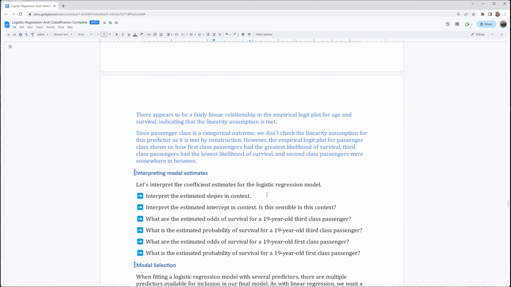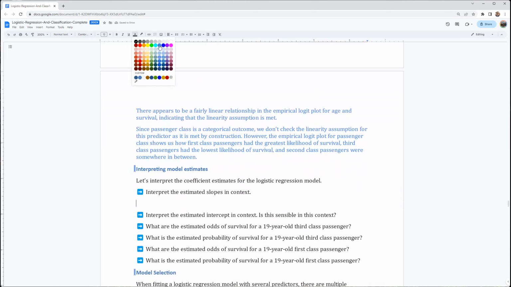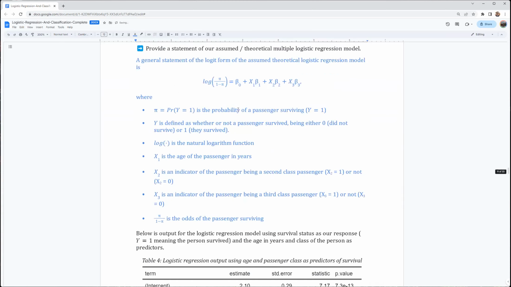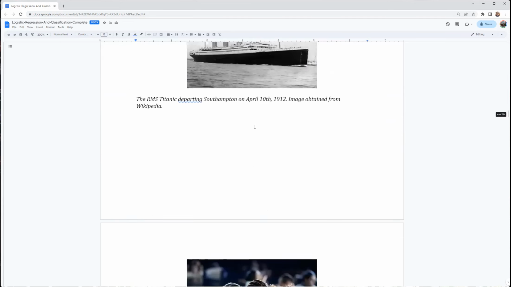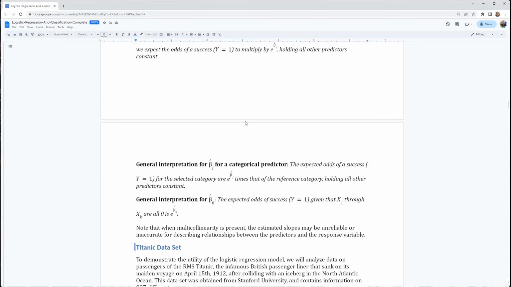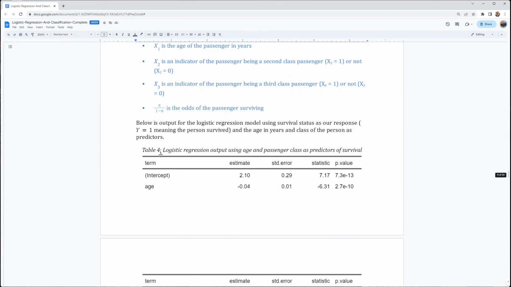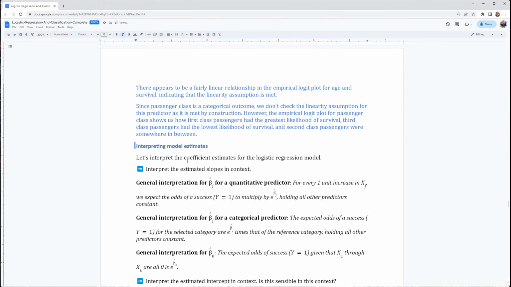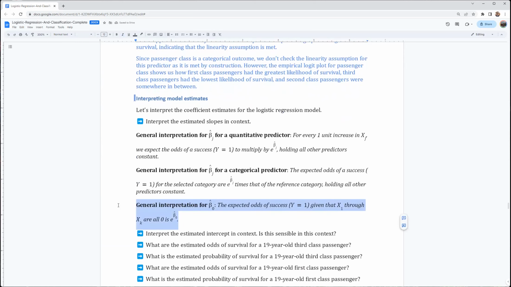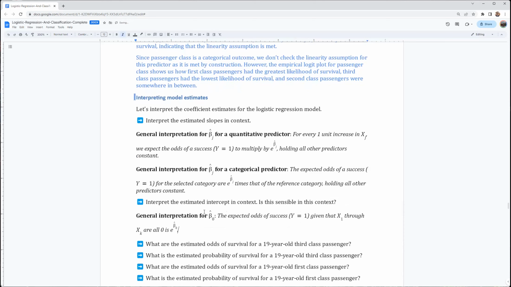Now let's talk about how we can interpret these slopes in context. Let's copy our blueprint slope interpretation from before for the categorical and quantitative predictors, since we have both. Maybe we'll copy everything down here because we're going to need it. We have the intercept in the next part, so we'll copy that and throw that down below the next part so we don't have to go back up for it.